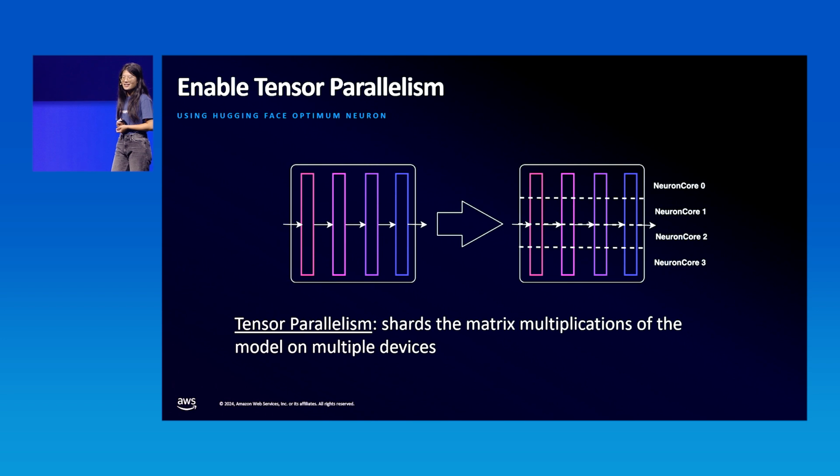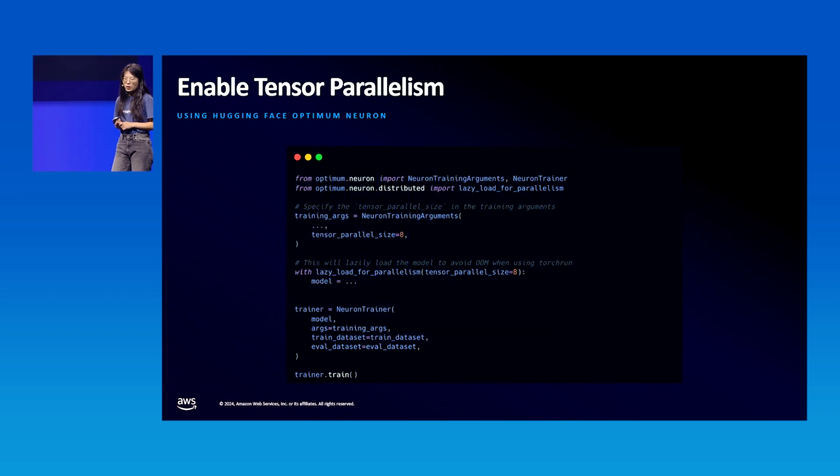We will start with tensor parallelism. So what is tensor parallelism? It shards the model's matrix multiplication across multiple devices. So it can significantly reduce the parameters held by each worker, which allows us to scale up and train larger models. To set this feature up with Neuron Trainer, we just need to configure one argument, called the tensor parallel size. By setting the tensor parallel size, which is the number of workers across which we want to shard our matrix multiplication, we can enable this feature.